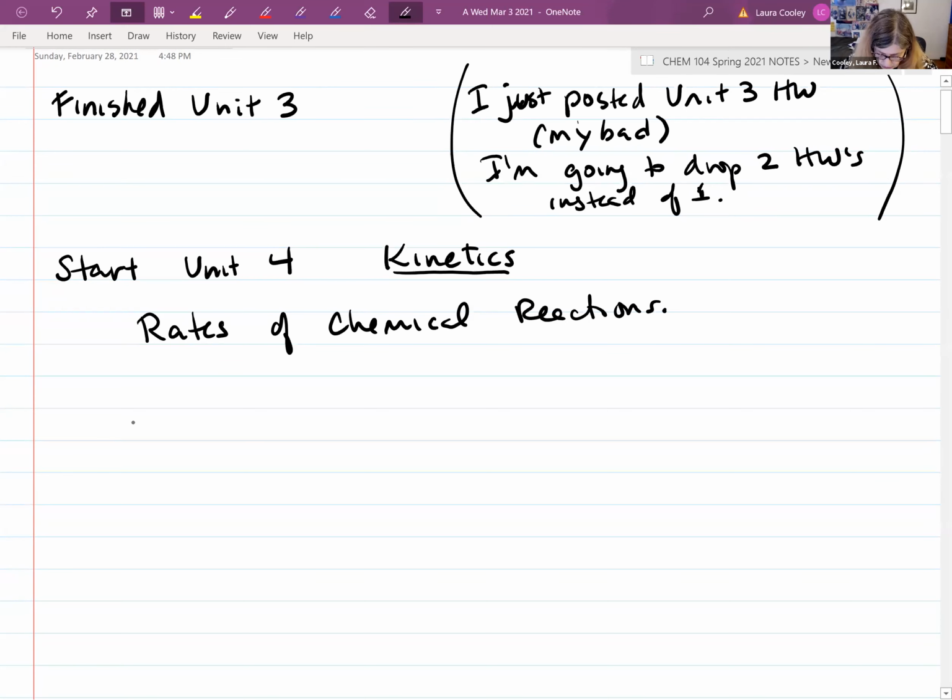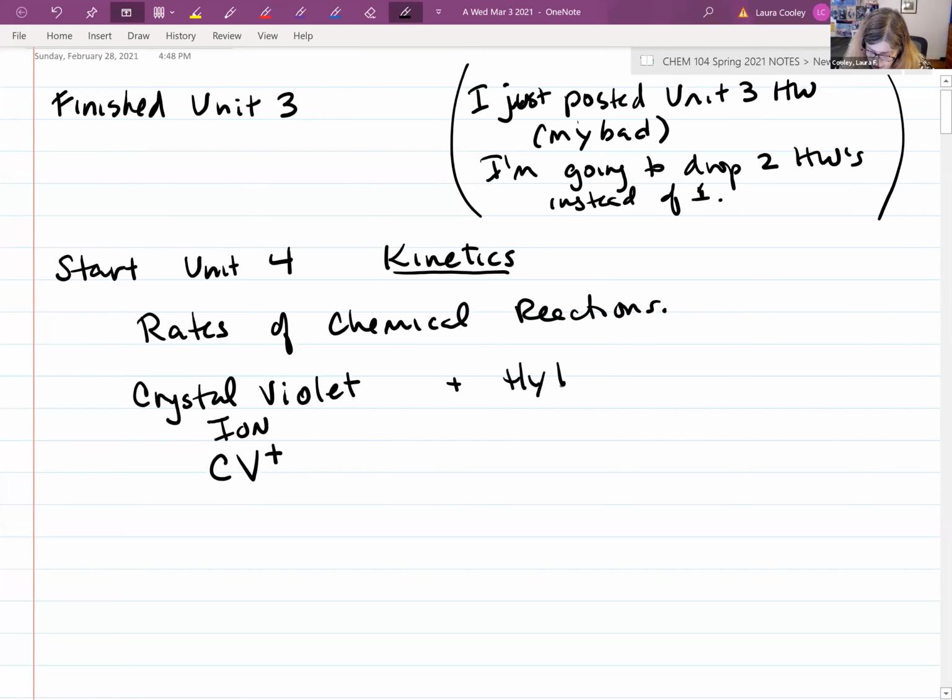It's between a very large molecule called crystal violet. And it has a beautiful color, as you will see. That's why it's called crystal violet. It's actually not a molecule, it's an ion. It's actually a positively charged ion, but it's very stable because it's really large and it stabilizes that positive charge. So it's a reaction between crystal violet and the hydroxide.